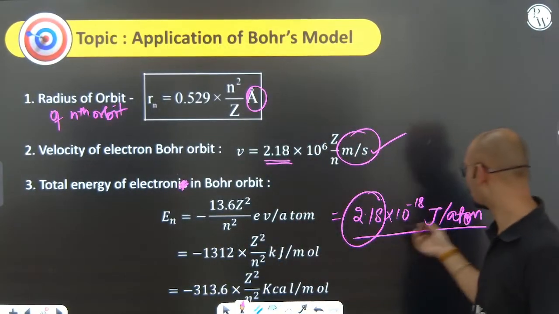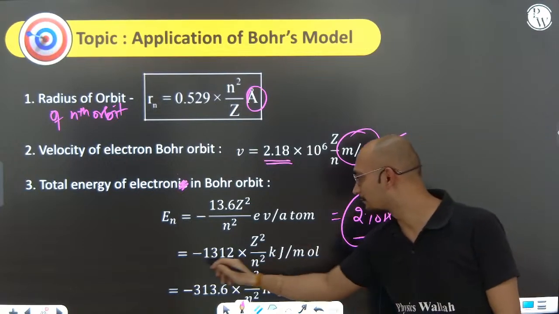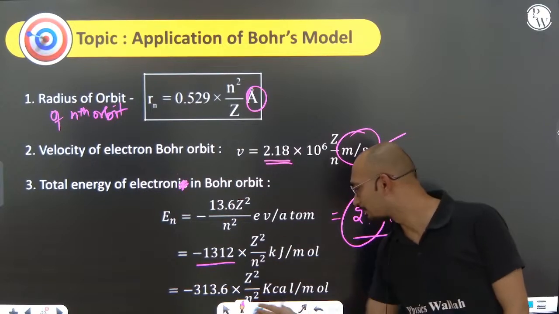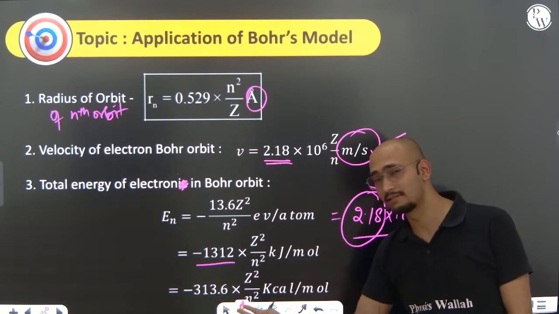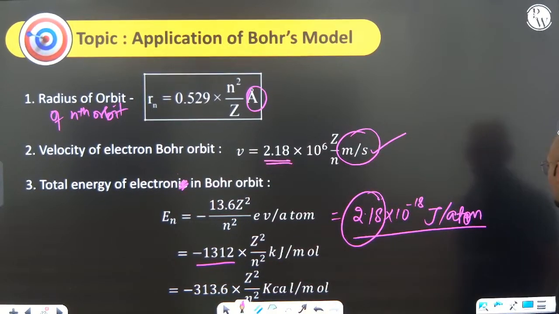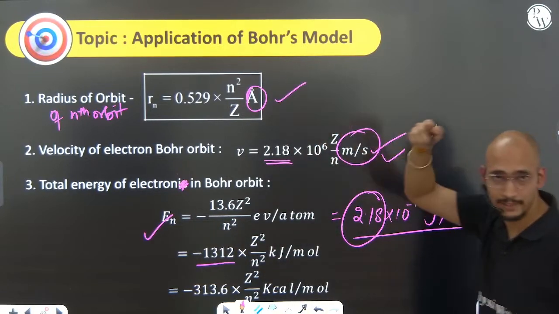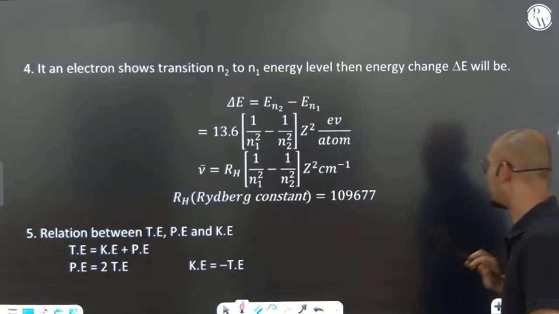But if it is joule per atom, and if it is kilojoule per mole, it will be minus 1312 into Z square by n square kilojoule per mole. Or if it is in kilocalorie per mole, minus 313.6 into Z square by n square kilocalorie per mole. What are the most important ones? This one and this one. Very, very, very important to keep in mind. Next.